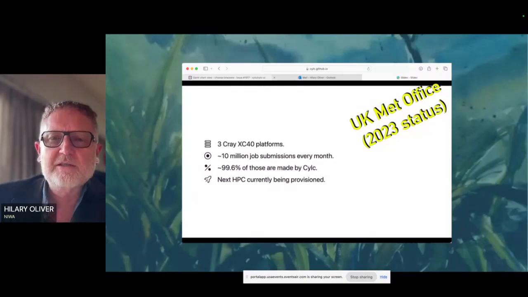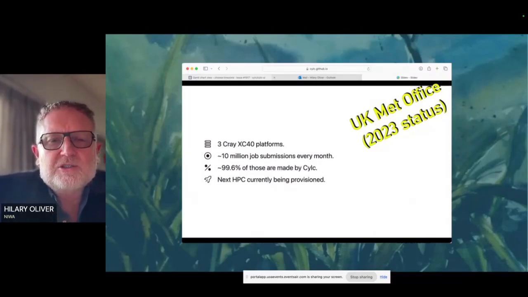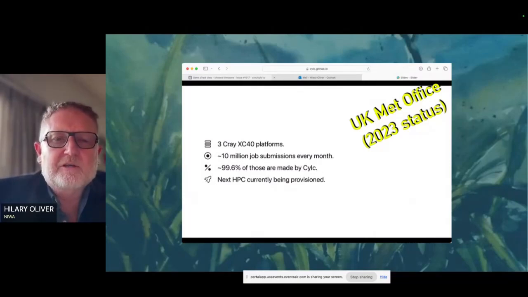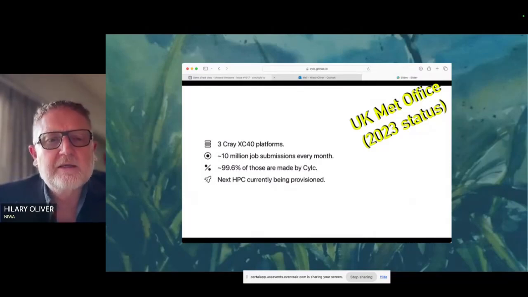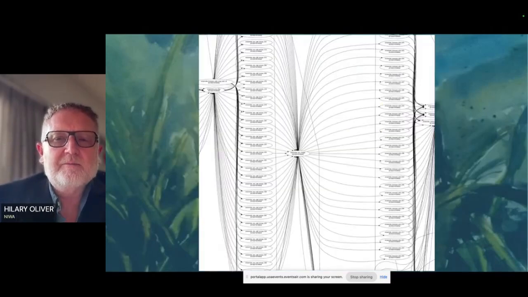Our biggest site is the UK Met Office. In their 2023 status report, they run 10 million huge HPC jobs, and some smaller, but many, many very, very large, expensive jobs per month. 99.6% of those are managed by Silk. Many of their workflows look kind of like this.